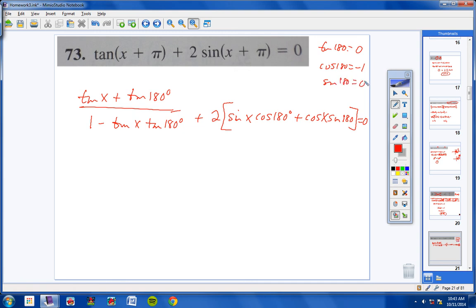So here we go. Tangent of x plus tangent of 180, the whole thing is 0. So tangent plus 0 would be tangent over. Now here we have tangent x times 0. And anything times 0 is 0. We have 1 minus 0, which is a 1. So we really have tangent x over 1, which is just tangent x, okay? So that simplified pretty nicely, actually, to be honest with you.